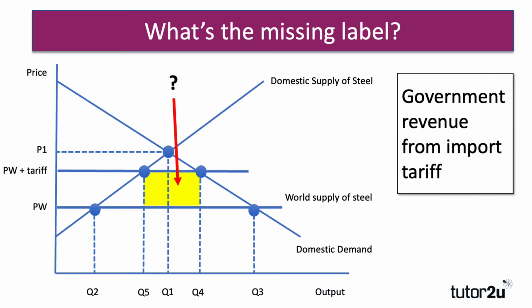Now we need to work out the height of the box. If the height of the box is the tariff, then if we do the tariff times the number of imports, that's going to give us our government revenue, our tax revenue to the government. Well done. Okay, one last diagram.